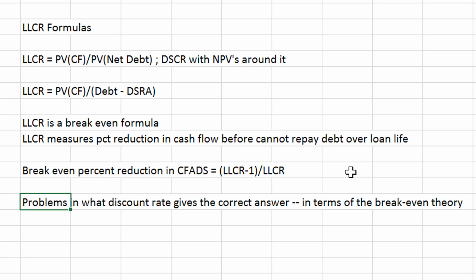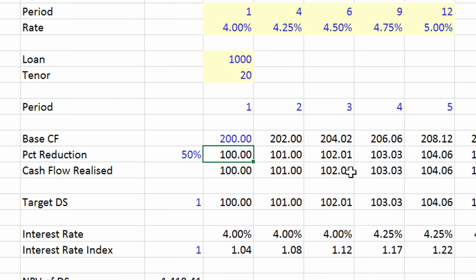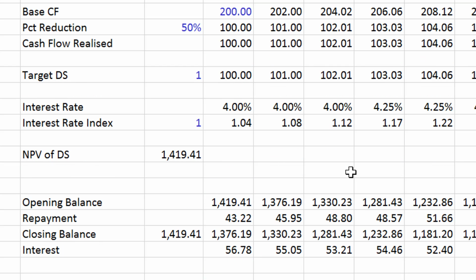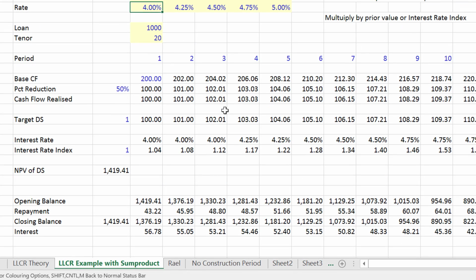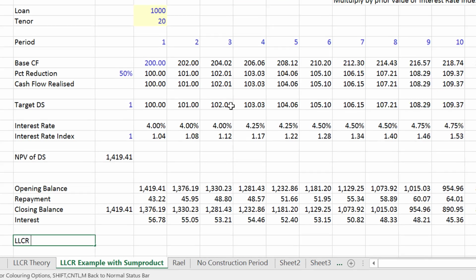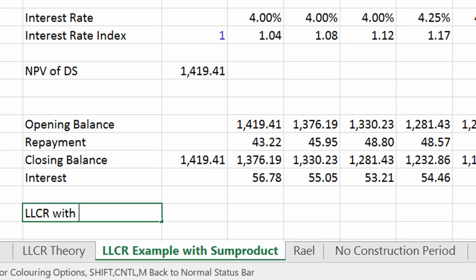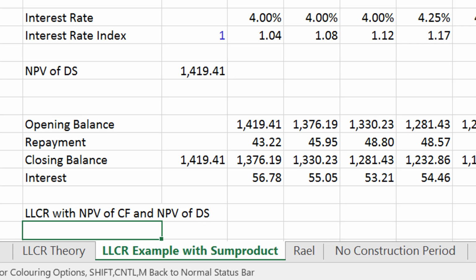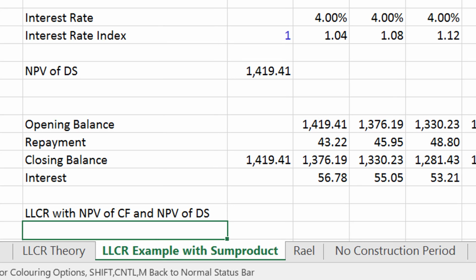Now, if we're going to evaluate what the right answer is, we'll try this. We have an interest rate index that's changing, and I'll compute the LLCR with the NPV of CF and the NPV of debt service, which I hope we know is the same as the NPV of the debt.